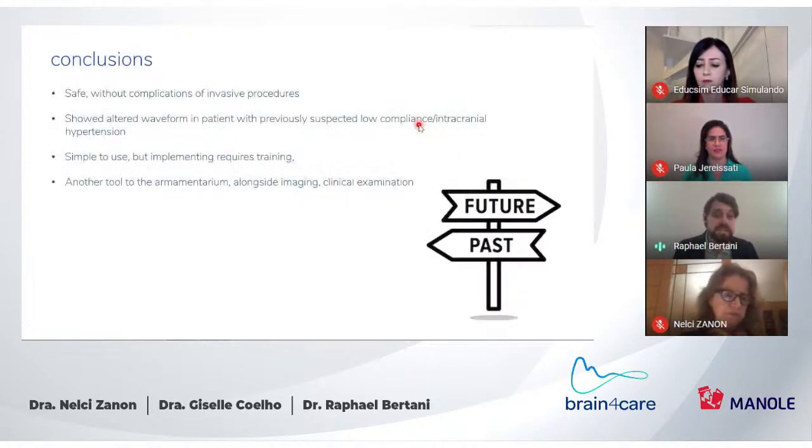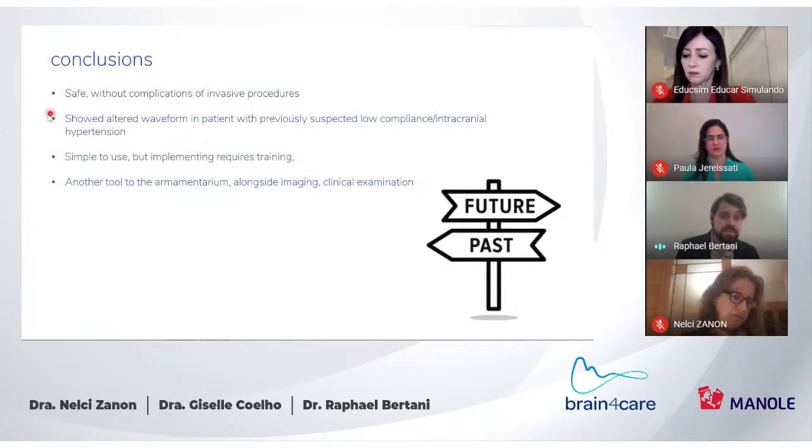So our conclusion is it's really a very safe method without complications of invasive procedures. Although we're not looking directly into ICP, we're looking at the waveform, which does give us very valuable insight without needing to perform an invasive procedure. And it was able to show waveform in basically all of our patients that we already suspected had low compliance or intracranial hypertension. We already knew the diagnosis, so this matched perfectly with what we expected from them.